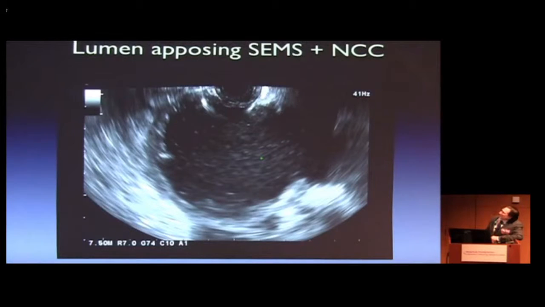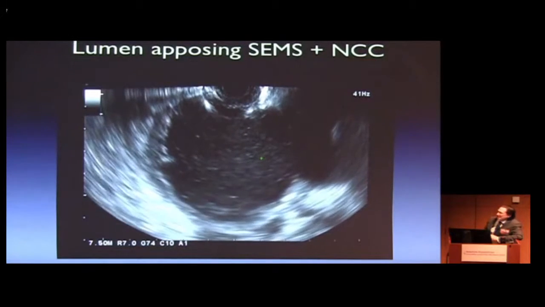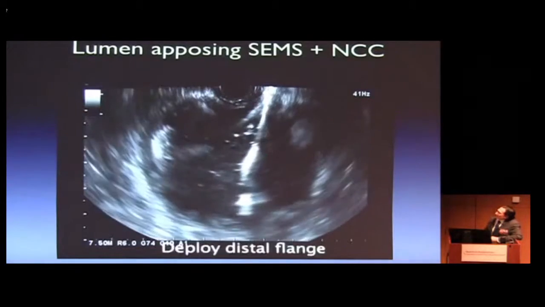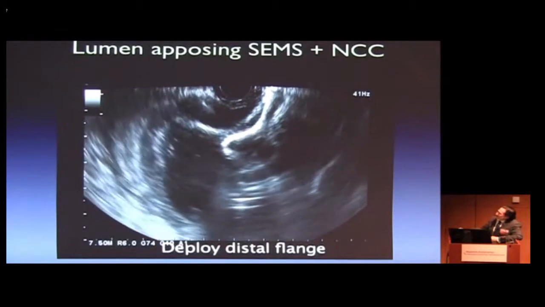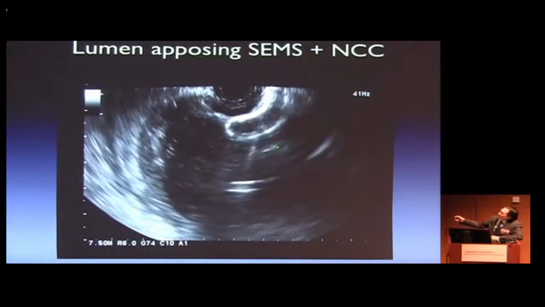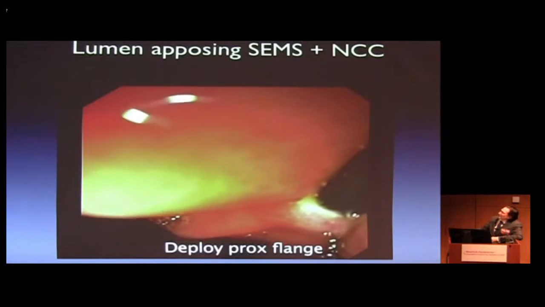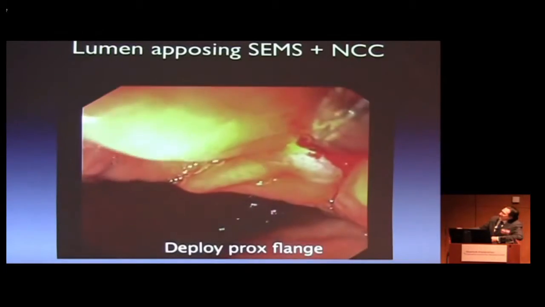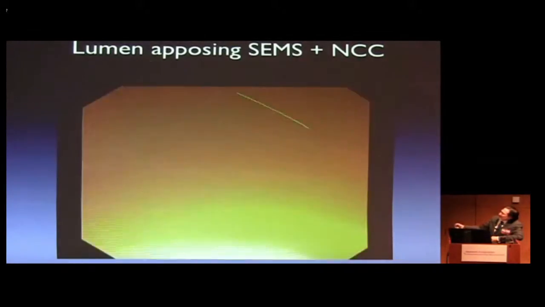And this is a video showing the use of the Hot AXIOS. It's not available yet in the United States, but it's used in Europe where it's approved, as well as using this to place a nasocystic catheter. And I feel that irrigation is a very key part of the procedure. You can see the deployment of the distal flange after we enter with cautery into the cyst and immediately deploy the distal flange. Then the proximal flange is deployed under endoscopic guidance. You can see that here.